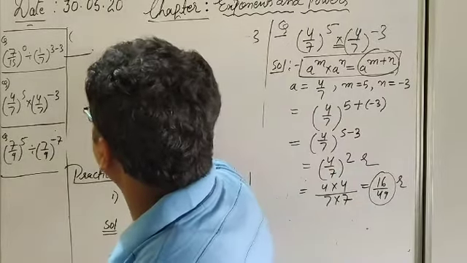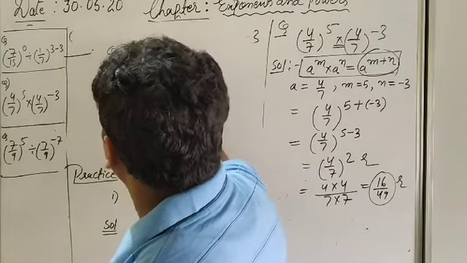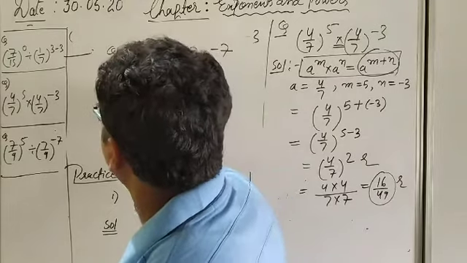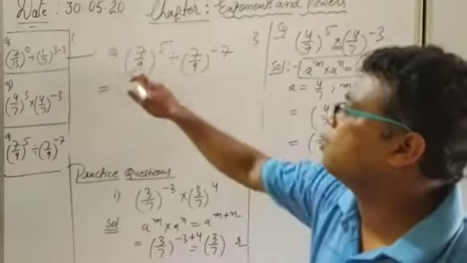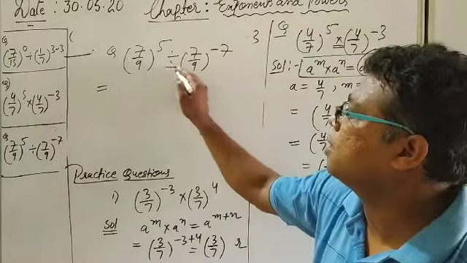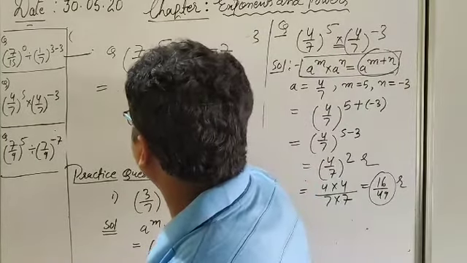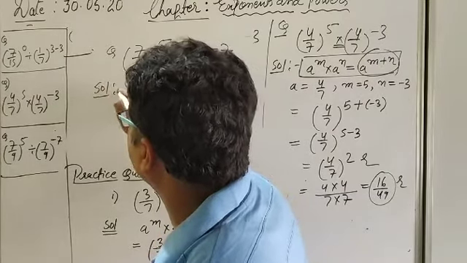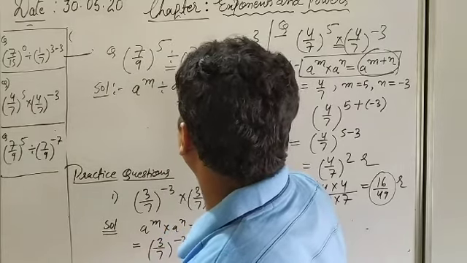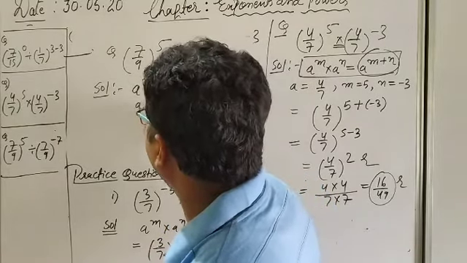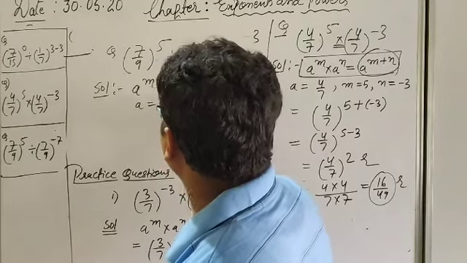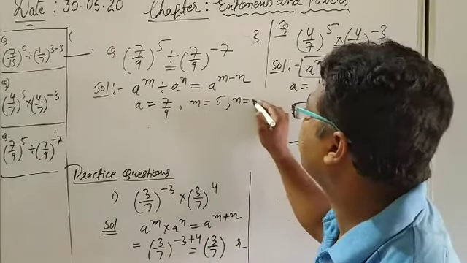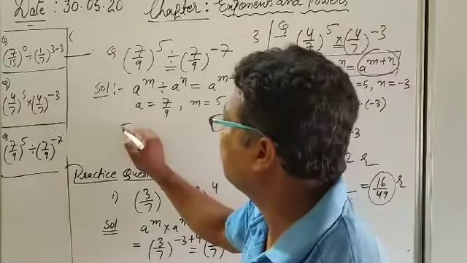See, what is the third question? 7 upon 9 power 5 divided by 7 upon 9 power minus 7. See the rule. Either the bases are equal? Yes, 7 upon 9, 7 upon 9. What is the case? Case is the division. So again we have the formula: a to the power m division a to the power n should be equal to, here I can write down the solution, it gives me the rule a to the power m minus n. You can compare also. In place of a, what is the base? 7 upon 9. In place of m, what is the first power? 5. And what is the second power? N, minus 7.